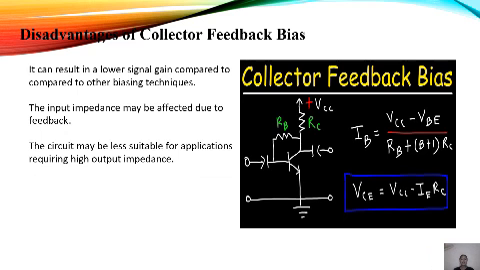Disadvantages of collector feedback bias. It can result in a lower signal gain compared to other biasing techniques. The input impedance may be affected due to the feedback. The circuit may be less stable for applications requiring high output impedance. Collector feedback bias: IB is equal to VCC minus VBE divided by RB plus (beta plus 1) times RC. VC is equal to VCC minus IE times RC.